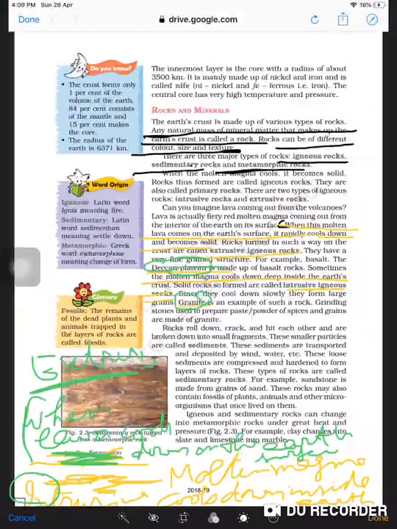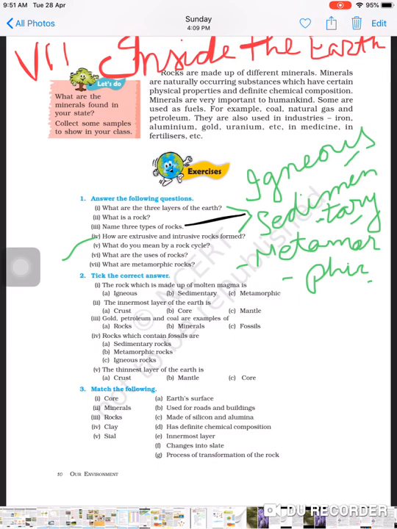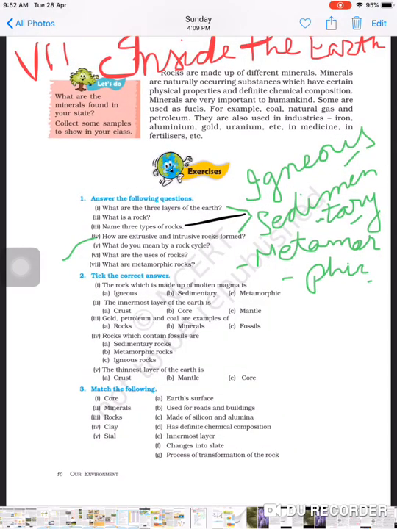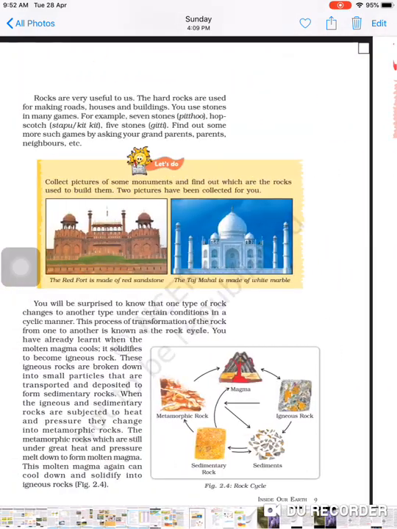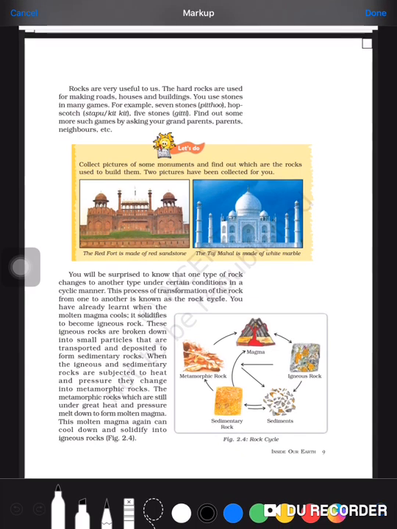So that's all. And now the next question is, what do you mean by rock cycle? The very important question of this chapter. The rock cycle: the process of transformation of rock from one to another is called a rock cycle. If you look at figure number 2.4, here it is.